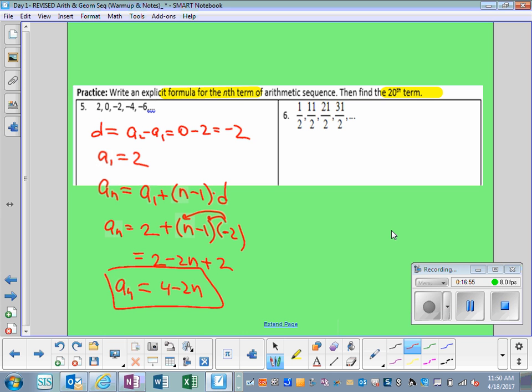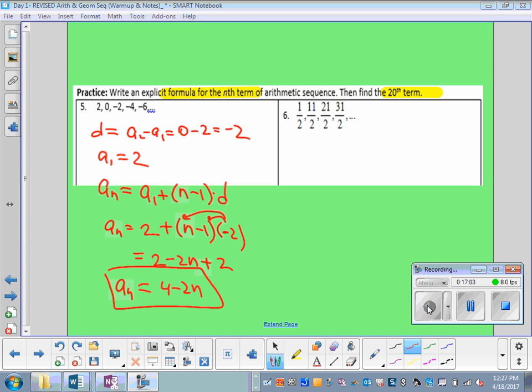So now this is the explicit formula for the nth term of this sequence, and it only depends on n, right? So I can easily find what A98 is. Okay, so we figured out the explicit rule for our arithmetic sequence, which means the formula for An that depends only on n.